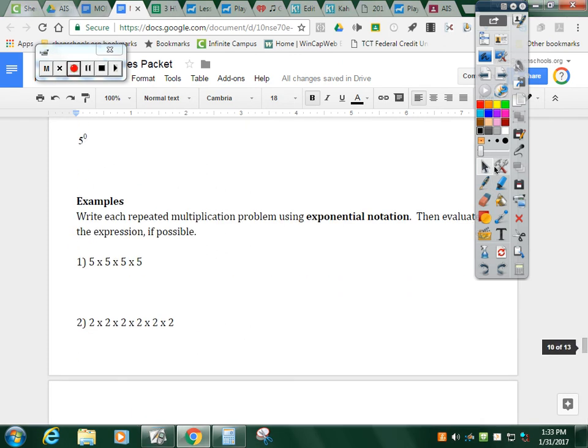Okay, so let's do some examples together before I send you to Educanon. Okay, write each multiplication problem using exponential notation, then evaluate the expression if possible. I have the base number of 5. It's repeated in multiplication 1, 2, 3, 4 times, so this is 5 to the 4th power.